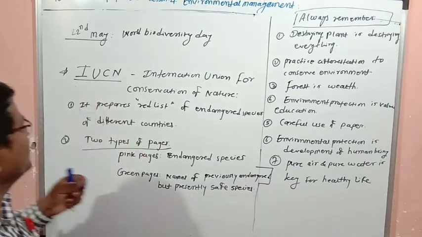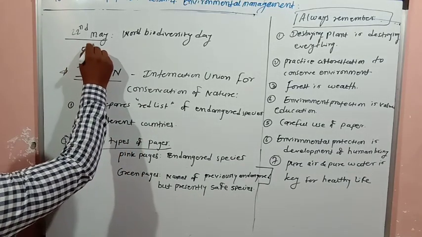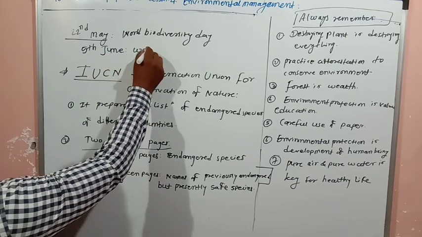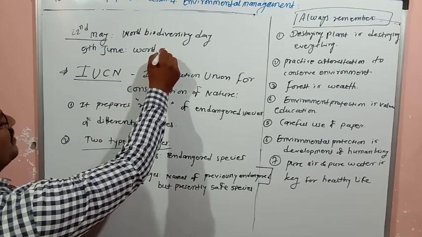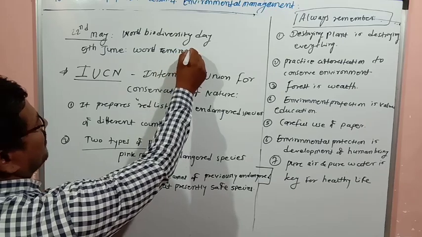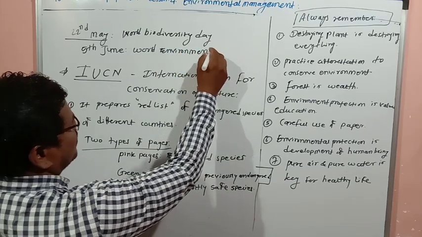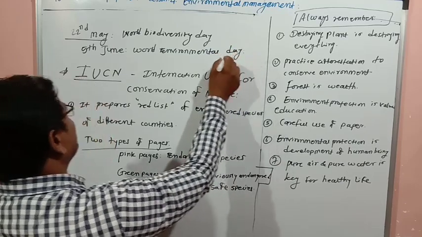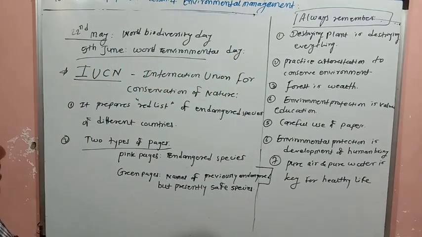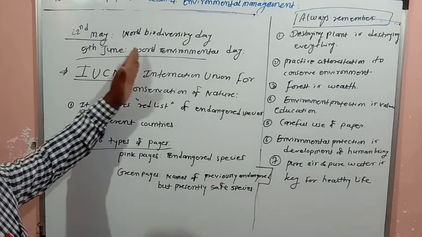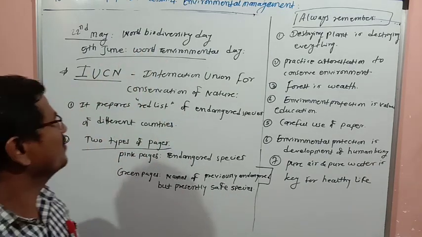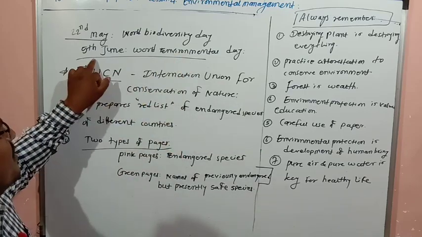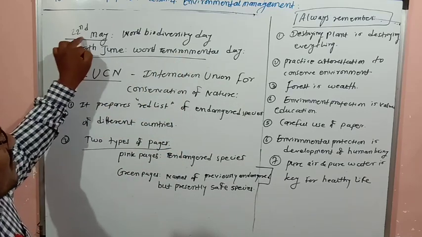So 5th June is World Environmental Day. These things you have to remember. It may be asked as a 1 mark question also. So 5th June is celebrated as World Environmental Day, and 22nd May is celebrated as World Biodiversity Day.